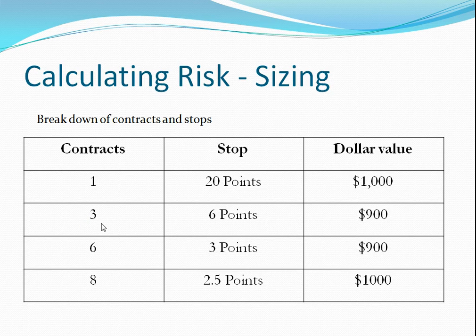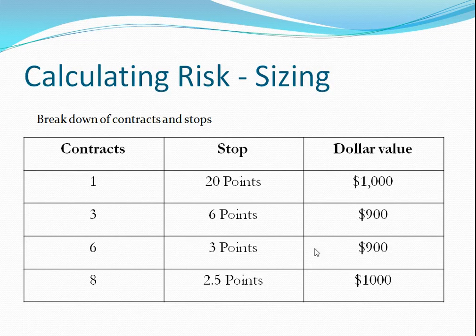Another way to break it down is 3 contracts. That would mean your stops would be at 6 points and your risk would be $900, just less than the 2%. If you increased your contracts to 6, then you could have a 3-point stop, $900, again just less than 2%. Of course, with 8, you could have a 2.5-point stop, and again $1,000 at risk right there. So you can have multiple different opportunities for understanding or calculating your risk. In other words, understanding how much you can use to trade off of.